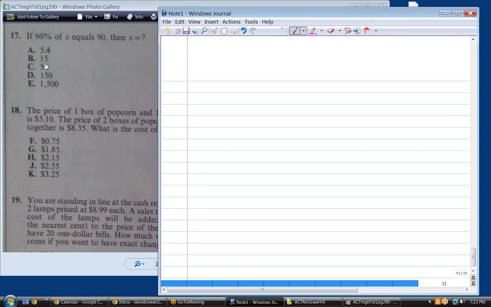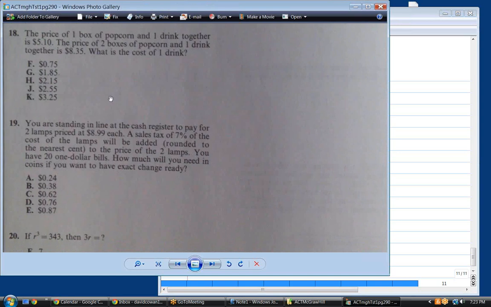But I could eliminate C, B, and A just because I know that 60% of X can't be less than 90. If 60% of it equals 90, then X has to be a number bigger than 90. So the only two numbers I really need to consider are D and E. And I'm not going to do E, that's huge. So I'm going to try D as my first one, and it's going to work, and I'm done. Okay. So even on this problem, back solving is faster.